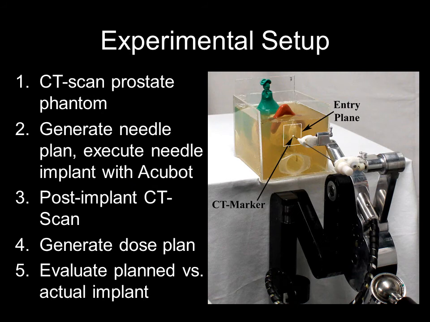Here, we recap the step-by-step procedure of the HDR brachytherapy process. We have a patient, and then we create a 3D model of the patient anatomy using a CT scan. Then we computationally generate a needle plan and execute the plan autonomously using the AccuBot. After the implant, we CT scan to get the actual positions of the needles. We then calculate a final dose plan, and then we evaluate this plan against the planned dose distribution.